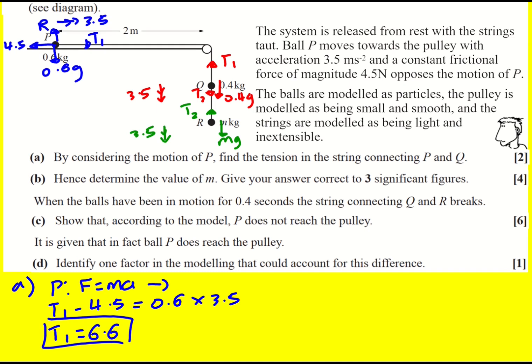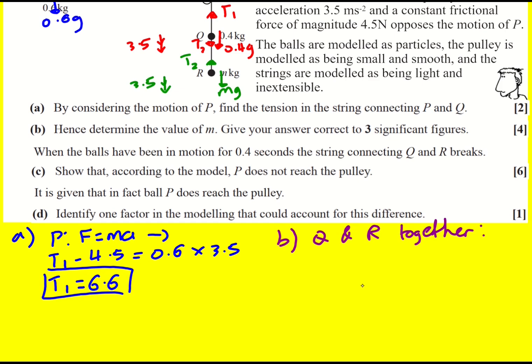Hence determine the value of m. Give your answer correct to three significant figures. Now there's two approaches to this. You could deal with Q and R separately, construct a system of equations and solve them. And I will show you that way. But it's actually going to be quicker to consider Q and R together, basically as a single particle. Because now, let's just draw them as like a block.